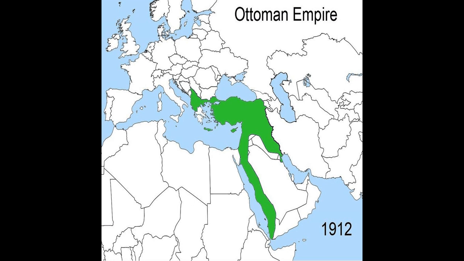These people are called muhasir. By the time the Ottoman Empire came to an end in 1922, half of the urban population of Turkey was descended from Muslim refugees from Russia.